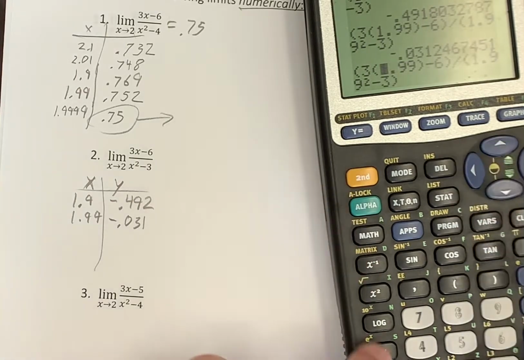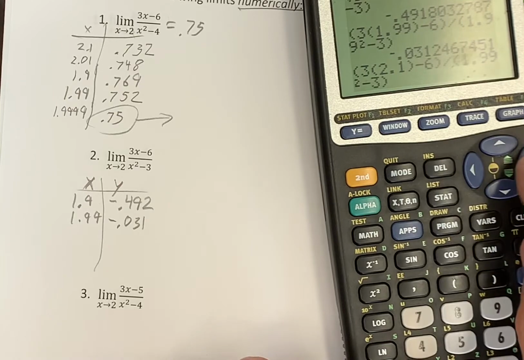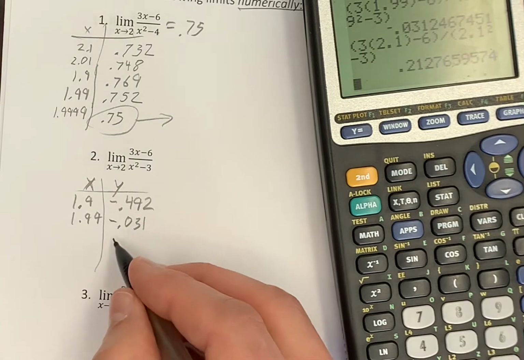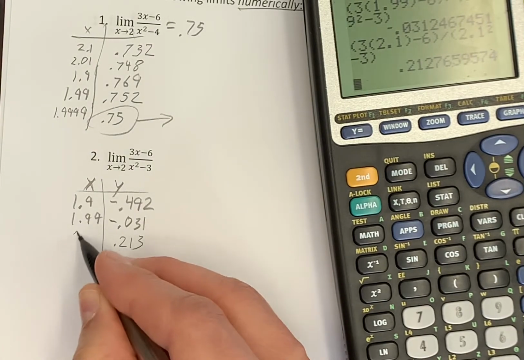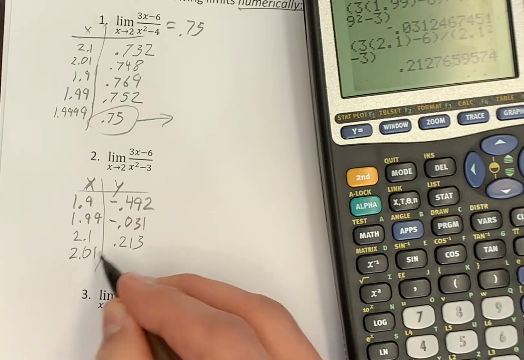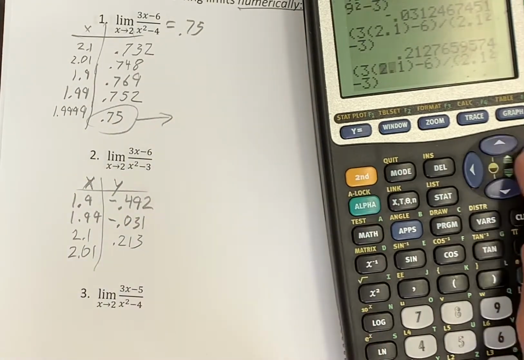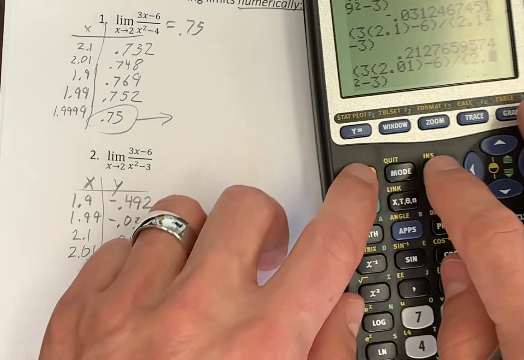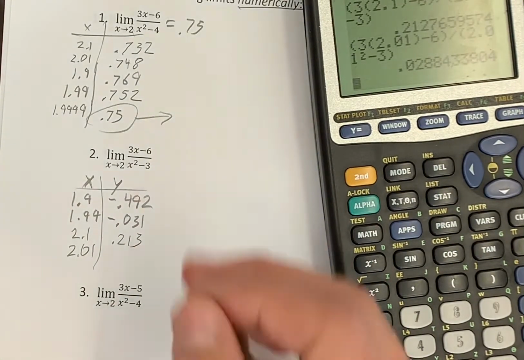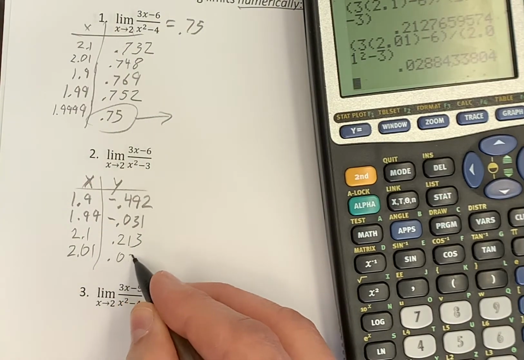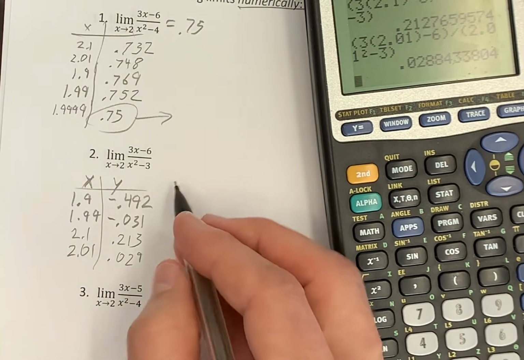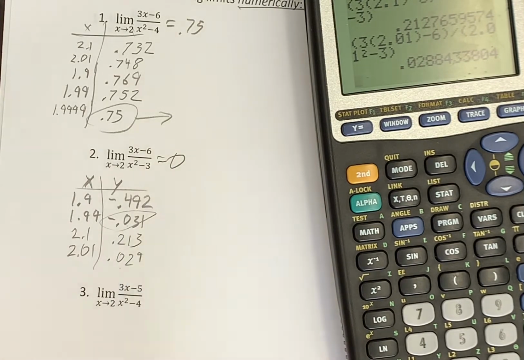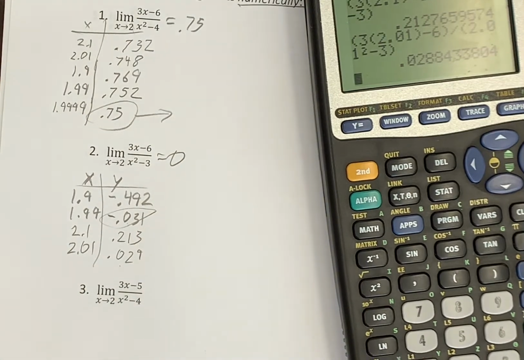Let's go to the bigger side. 2.1 gives 0.213. And let's put in 2.01. If you get confused by my calculator strikes, you can always slow it down or go back on the video. But I'm going to guess that that's going to 0. Can you see how that's just barely smaller than 0, barely bigger than 0? I'm going to guess the limit's going to 0.